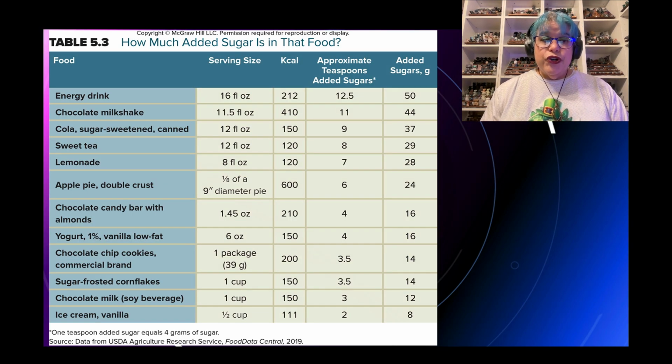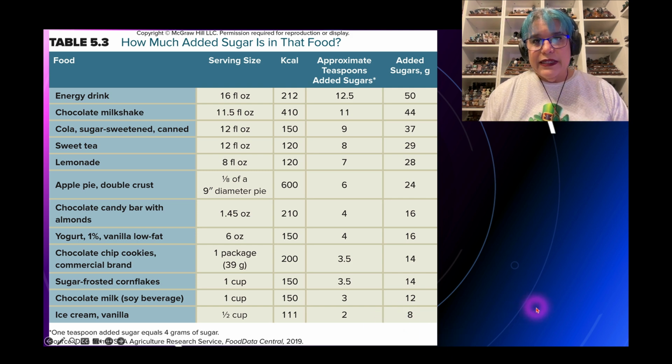Looking at added sugars in foods. When you look at the amounts of added sugars, whether that is in teaspoons or in grams, we get a lot of added sugar in a lot of different things. The funniest part about this list to me is the one that has the least added amount of sugar is going to be the ice cream.